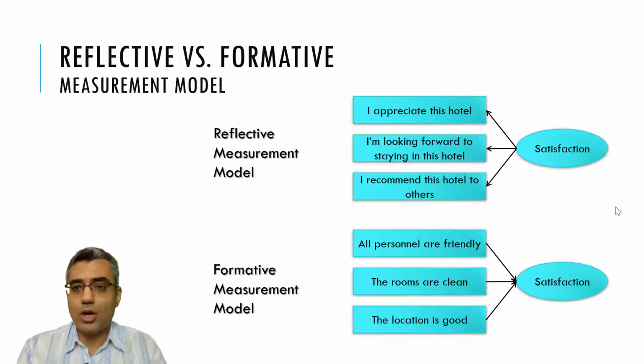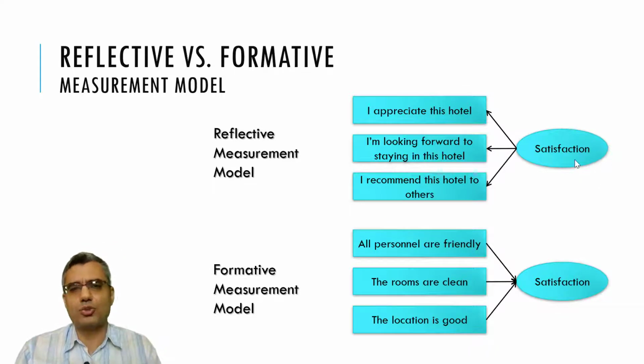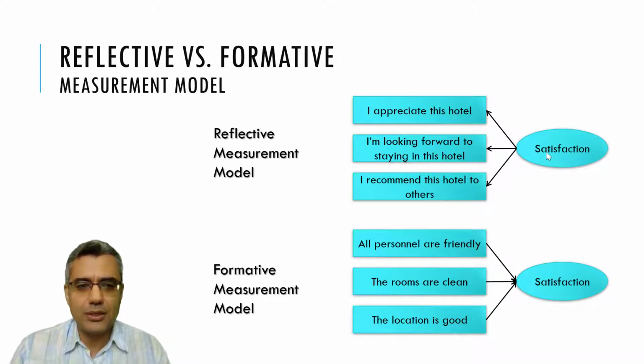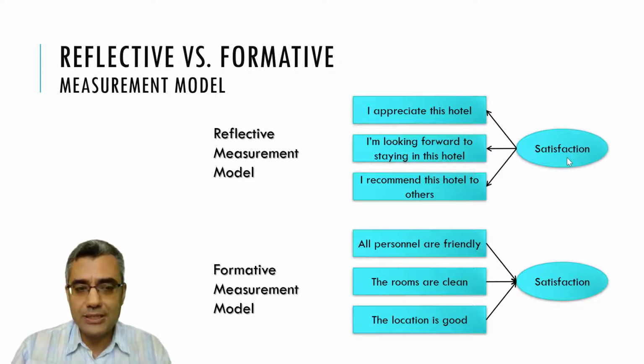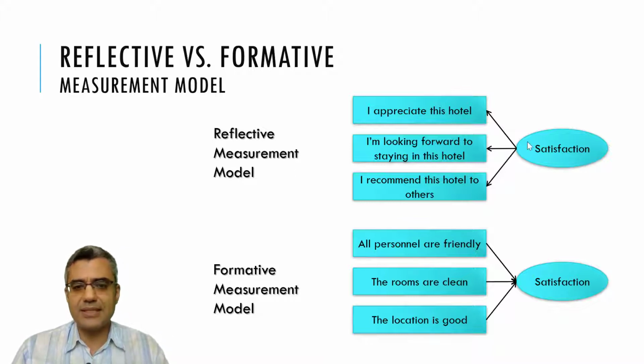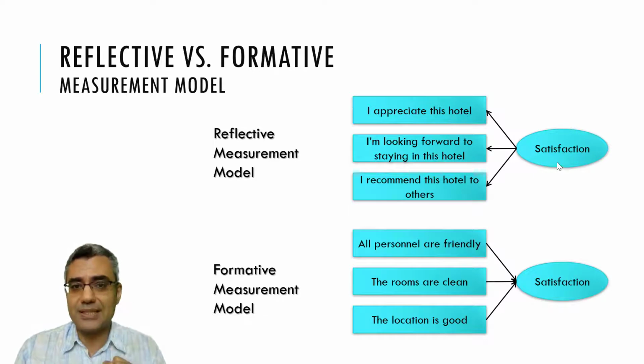We have two types of measurement models, reflective and formative measurement models. In this slide, I have compared reflective and formative measurement models for a construct named satisfaction. Let's say customer satisfaction, tourist satisfaction with a hotel, right? So a tourist visited a hotel and now we want to measure his or her satisfaction. So the first one is a reflective measurement model and the second one is a formative measurement model. Both of them are measuring customer satisfaction, but with two different measurement models.